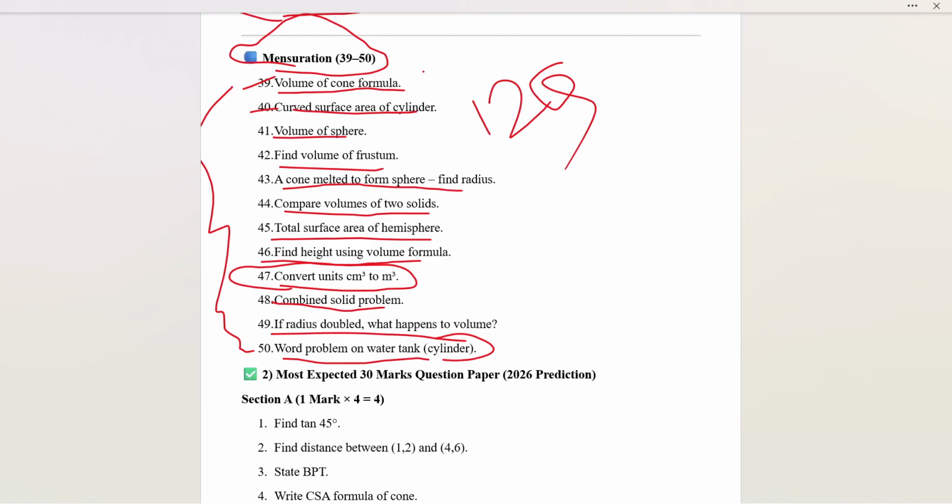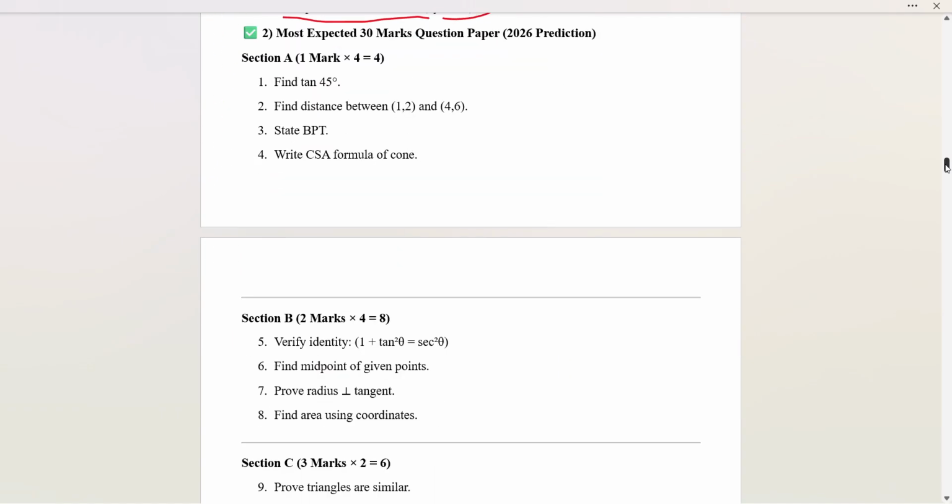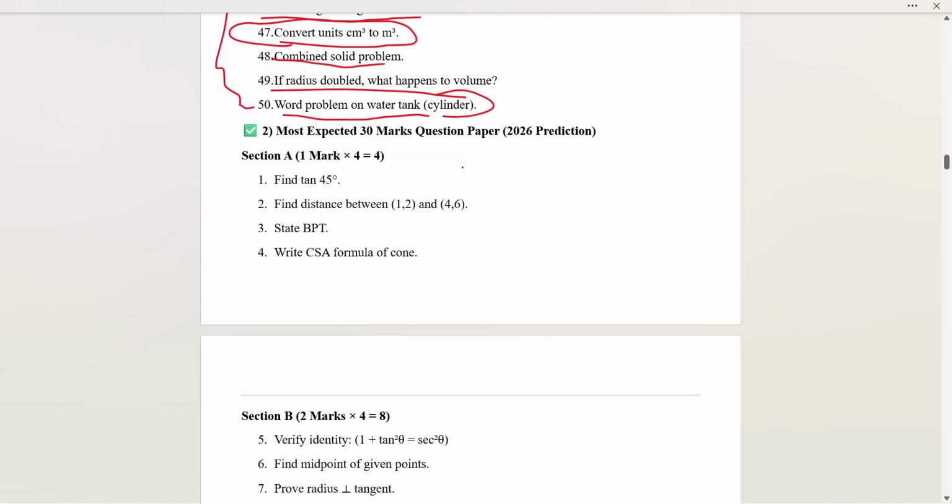Okay, let's move to the next. It is a complete set of 50 questions, the most expected 30 marks question paper, a 2026 prediction. For Section A, it is 1 mark each, 4 marks in total. First, find sin 45. Next is find the distance between points.